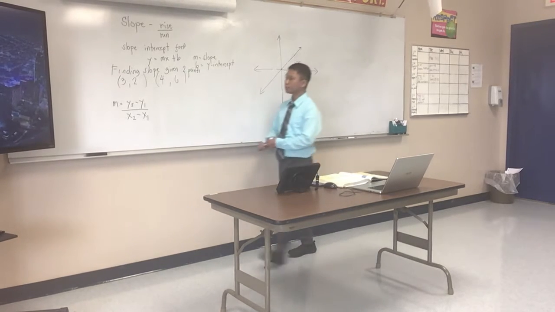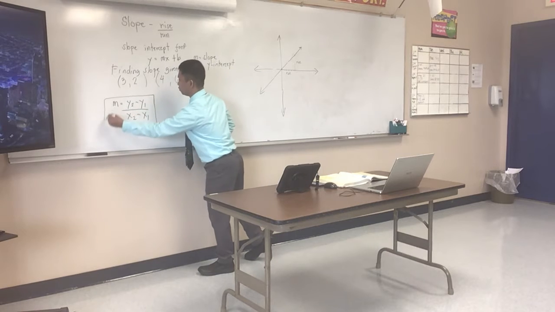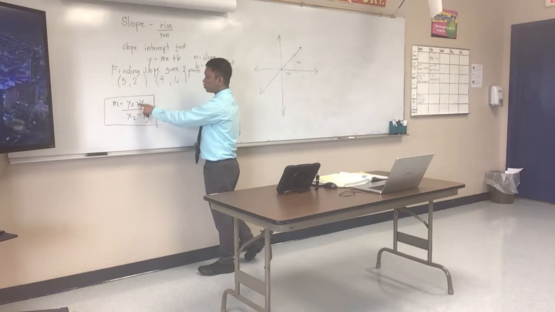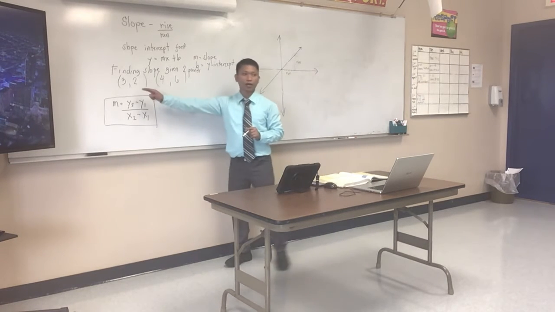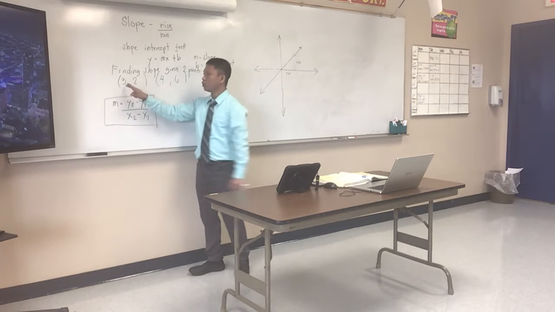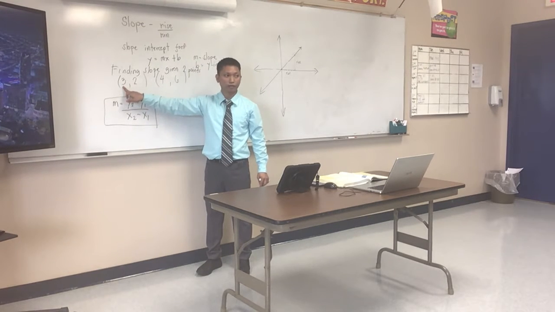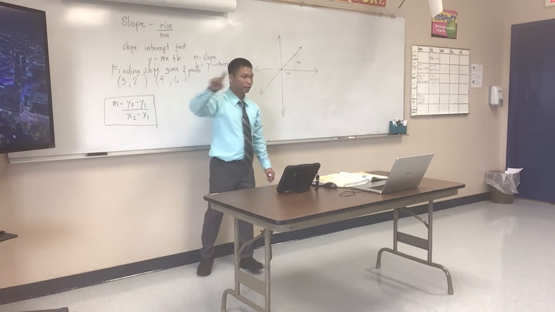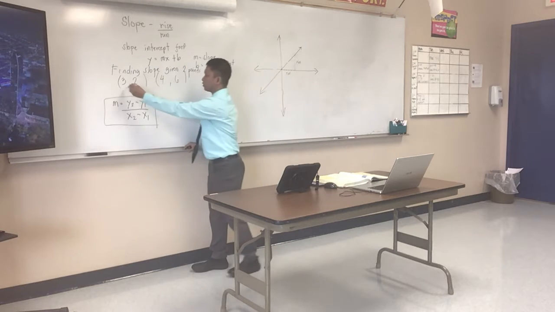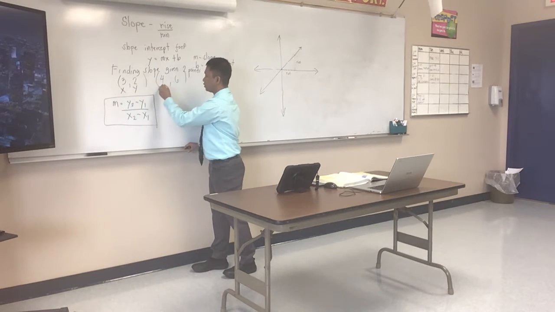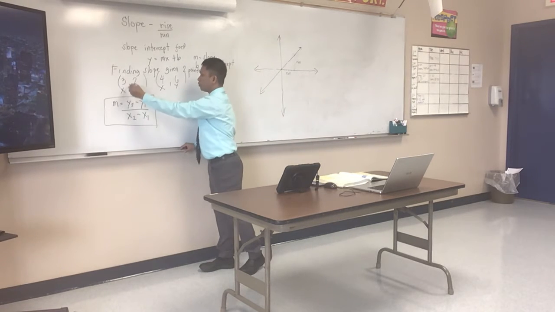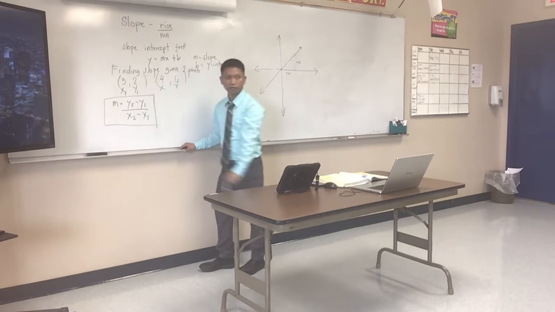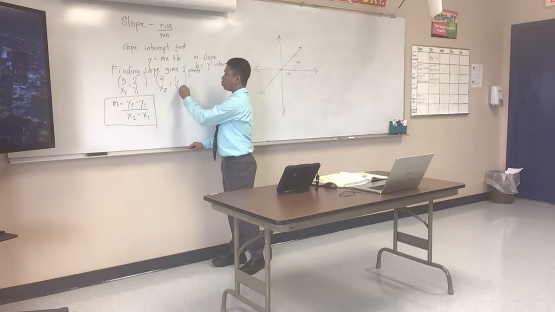This is the formula that we are going to use to find the slope: y sub 2 minus y sub 1 over x sub 2 minus x sub 1. We can assign here, in the ordered pairs, the first coordinate is our x, and this is our y. So this can be x sub 1, y sub 1, and this can be x sub 2, y sub 2.